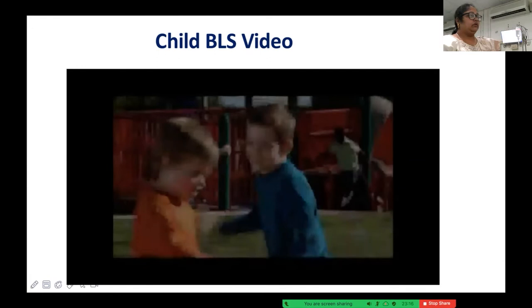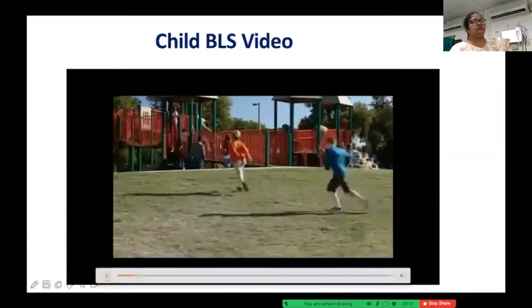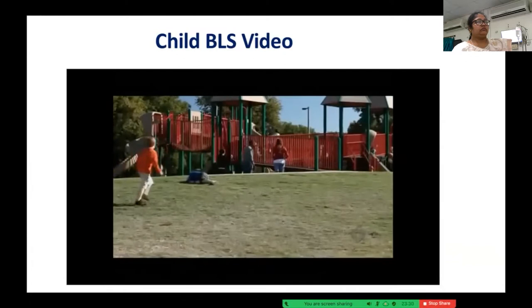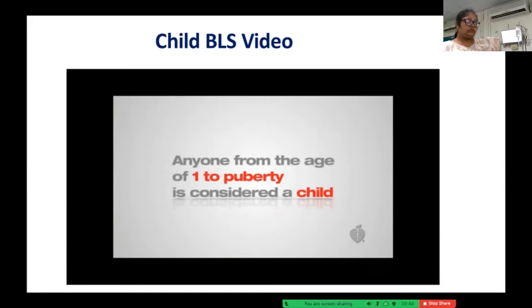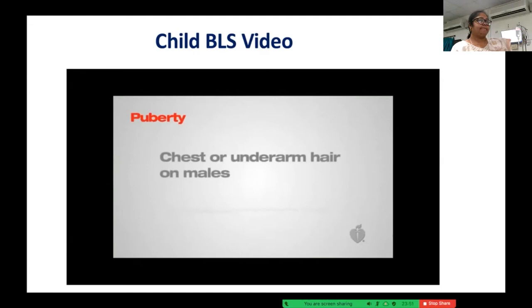You've learned BLS for adults, but what if the victim had been a child? Hey, Danny, are you okay? There are important differences between BLS for children and for adults. Under the American Heart Association BLS guidelines, anyone from the age of 1 to puberty is considered a child. For these BLS guidelines, puberty is defined as chest or underarm hair on males, and any breast development on females.